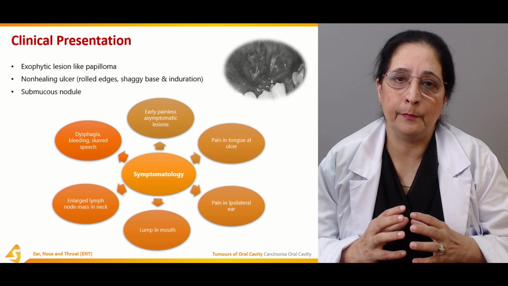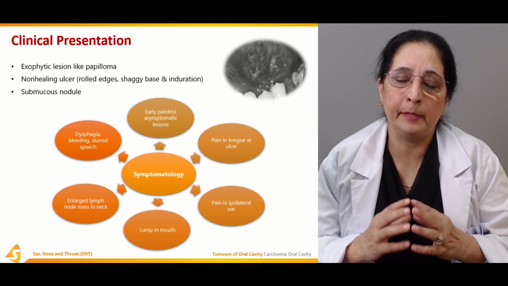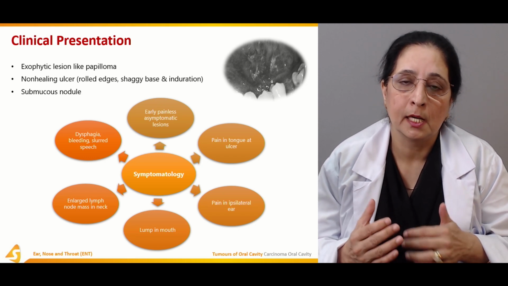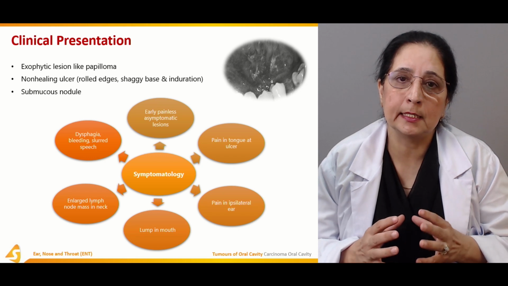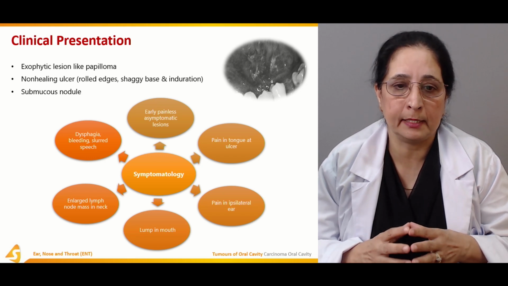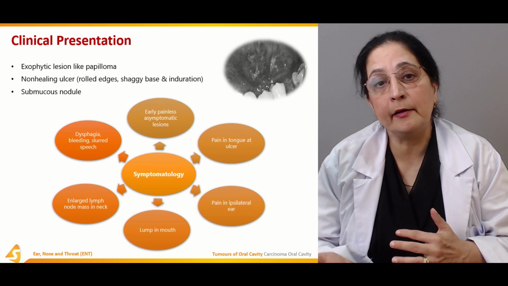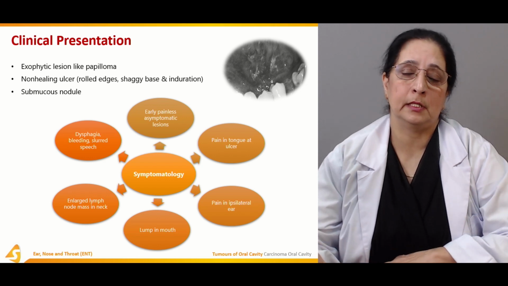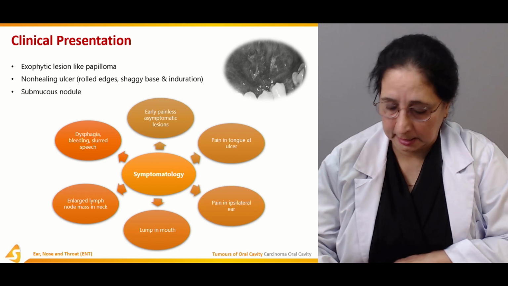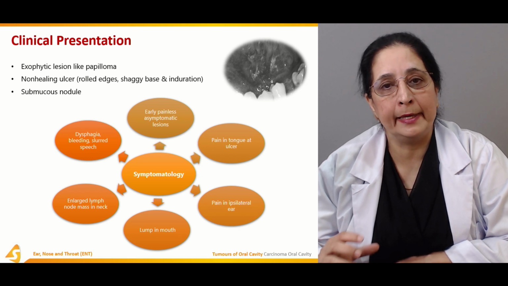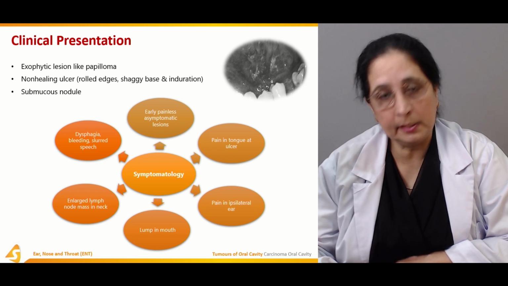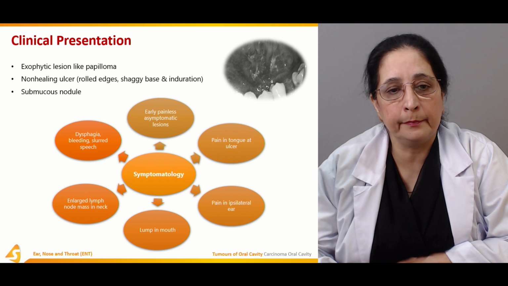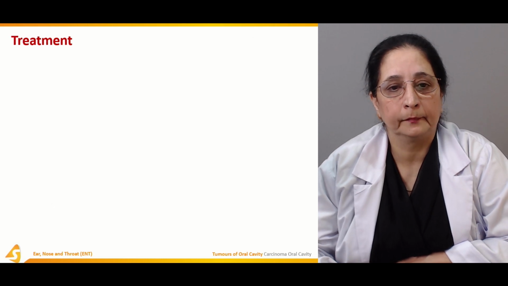Tongue plays an important role in swallowing, making up of the bolus combined with the saliva. So all that is affected, and there is slurring of the speech also because again movement of the tongue is very important for making up of the speech. So all these are affected and the common symptoms are there.